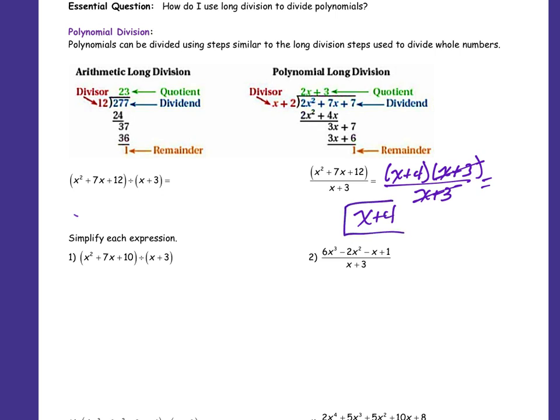So my answer is x plus 4. If I can factor it and then I have the same factor on top and on the bottom, it makes it so much easier. However, probably 90% of the time that doesn't work, just so you guys know. It doesn't work very often, but if it does work, it's so much easier.